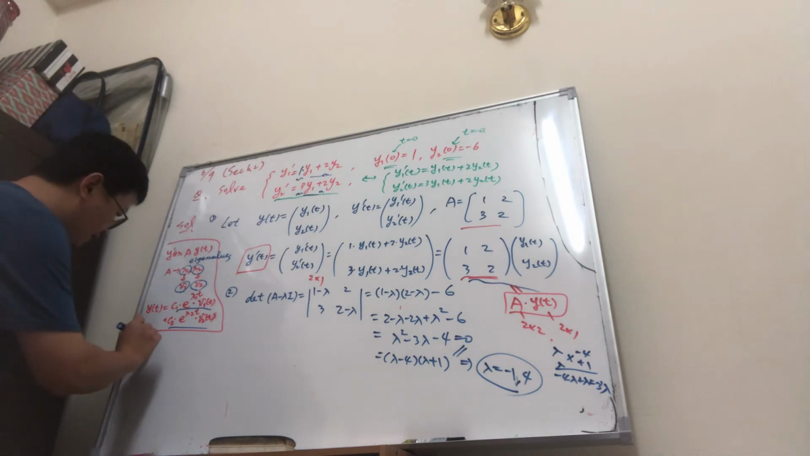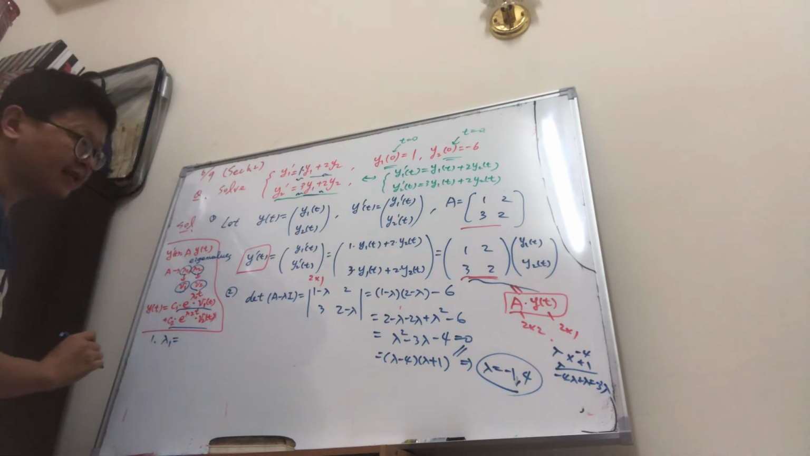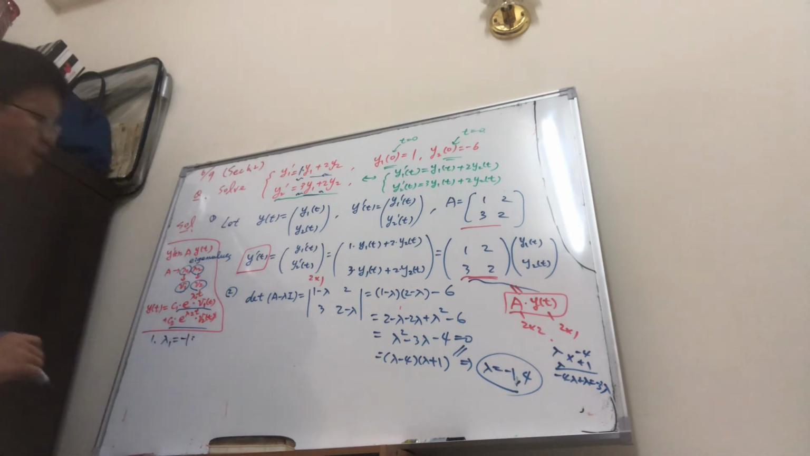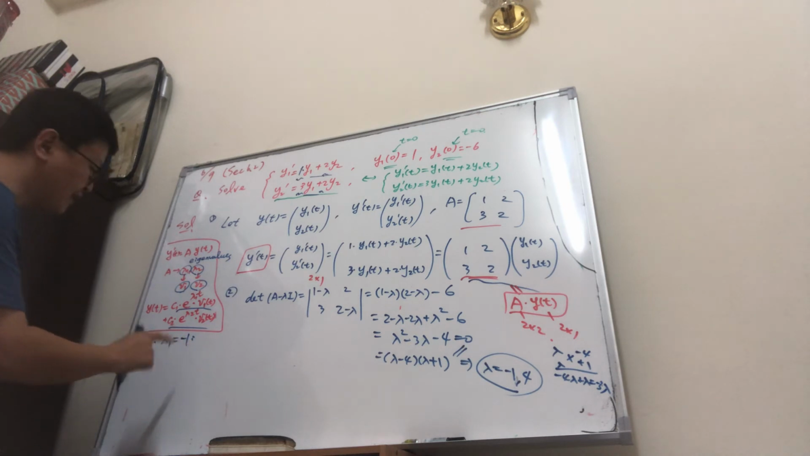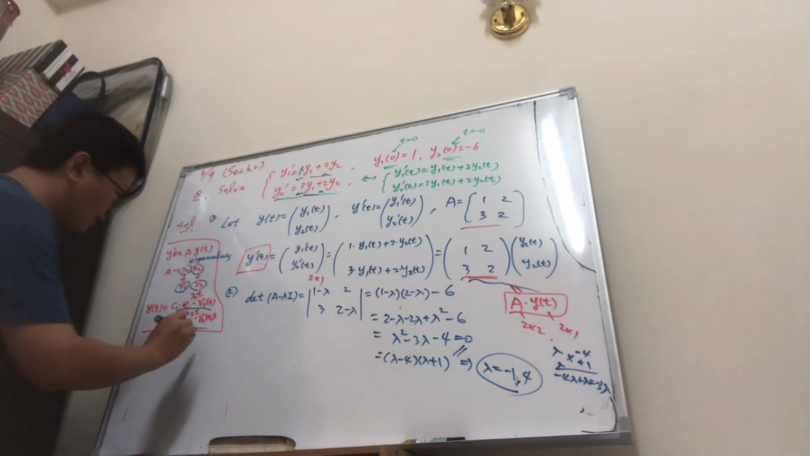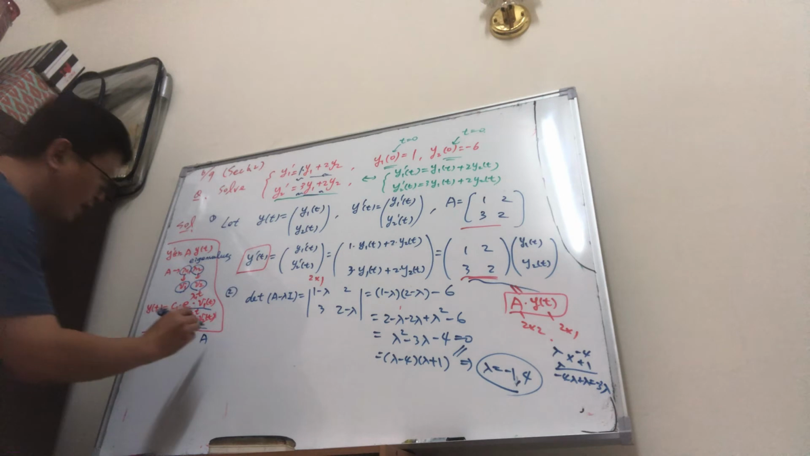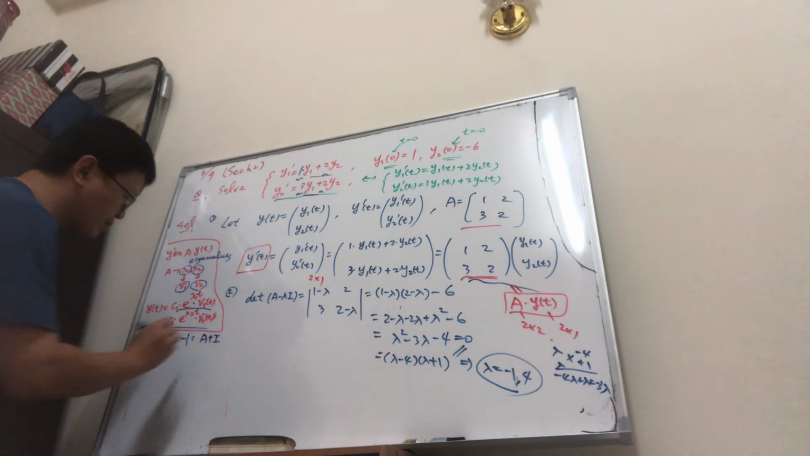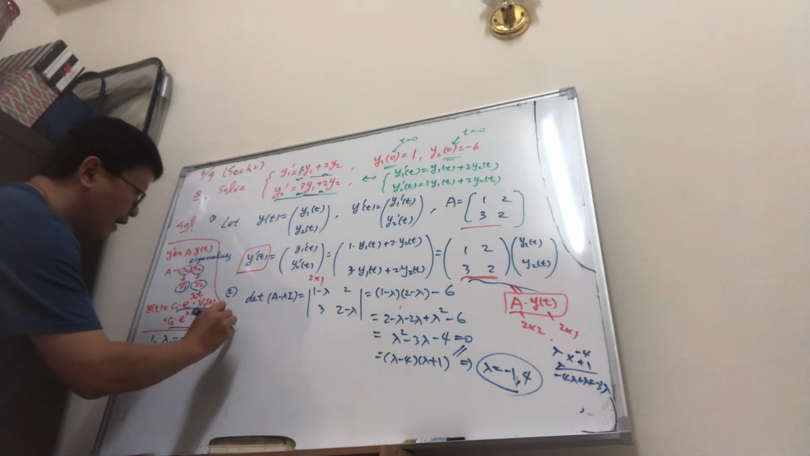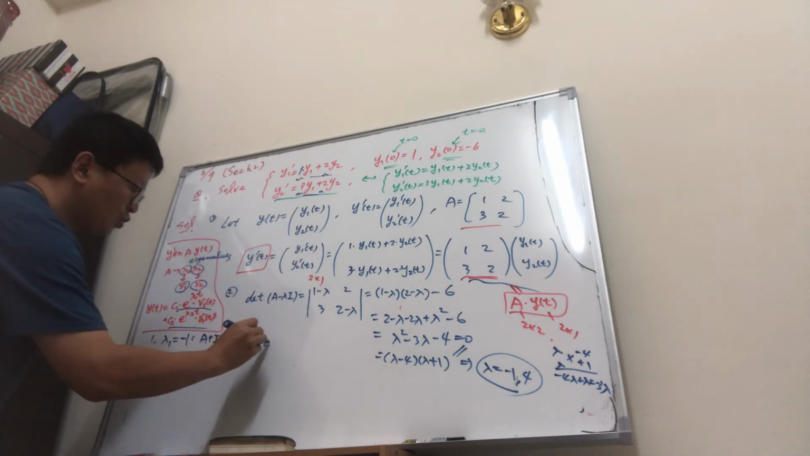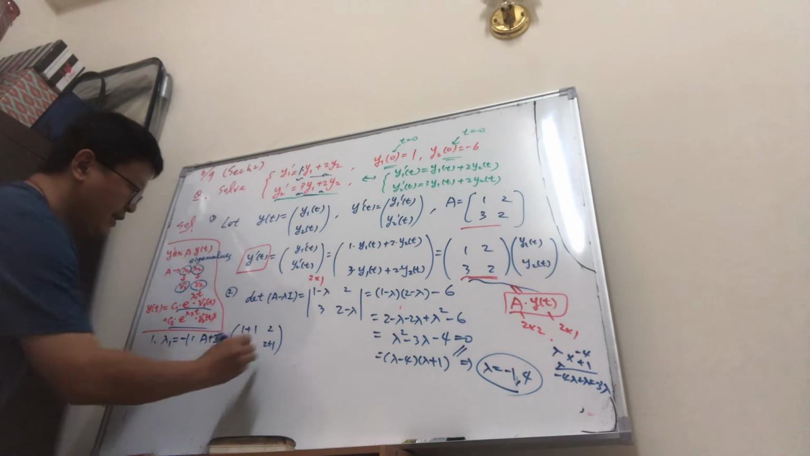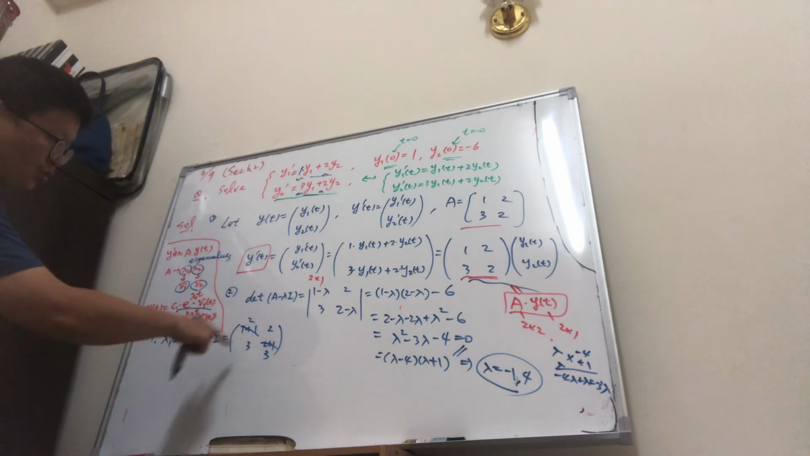So first, if we let lambda 1 be negative 1, then you should consider its eigenvector. You only need to figure out one eigenvector, so consider its eigenspace. A minus negative 1 is A plus I. A plus I is 1 plus 1, 2, 3, 2 plus 1. 1 plus 1 is 2, and 2 plus 1 is 3. So it's 2, 2, 3, 3.